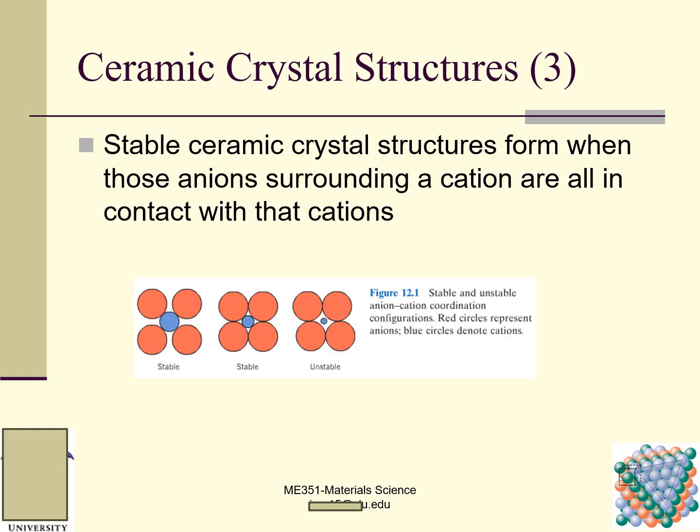And then stable ceramic crystal structures form when those ions surrounding a cation are all in contact with that cation. So that is the reason the sizes of the cation and anion are one of the deciding factors to influence the crystal structure. So keeping this in mind, stable ceramic crystal structures form when the ions surrounding a cation are all in contact with that cation.